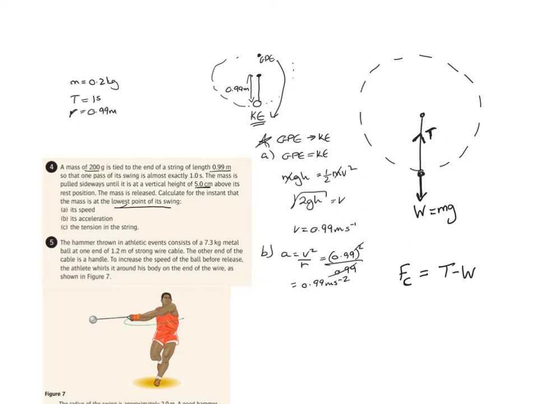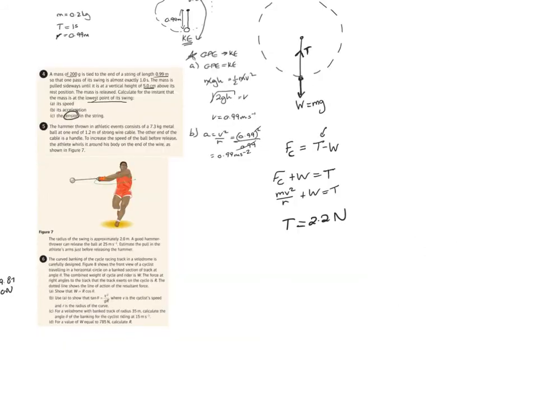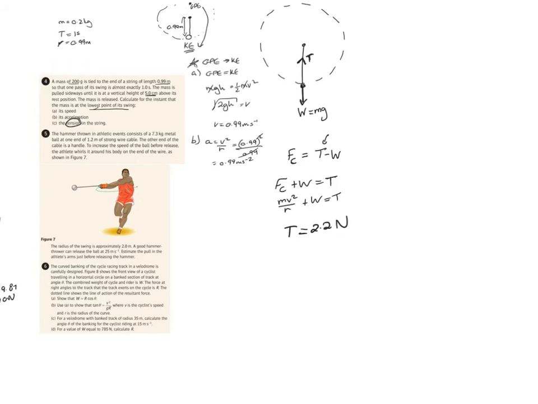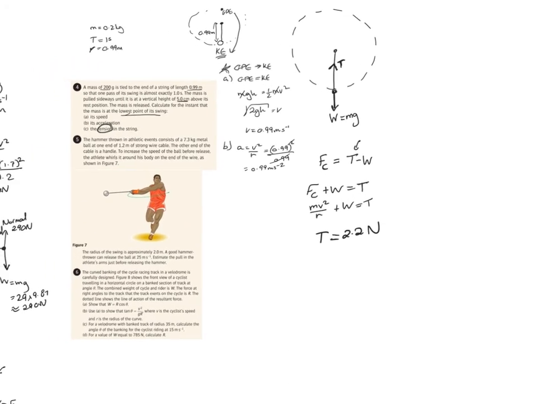So if I rearrange this equation, I can calculate tension. I simply take the weight to the other side, I add it, and tension is the centripetal force plus the weight. So mv squared over r plus the weight is equal to tension. That gives 2.2 newtons. Let's go to question 5.